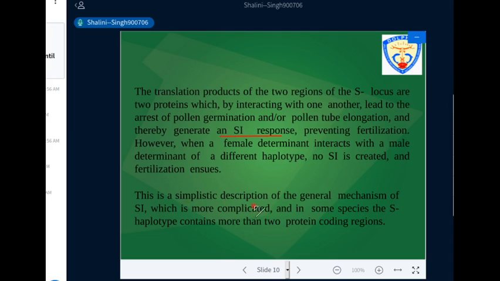This is a simplistic description of the general mechanism of self-incompatibility, which is more complicated, and in some species the S haplotype contains more than two protein coding regions.